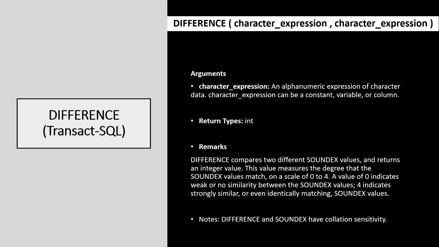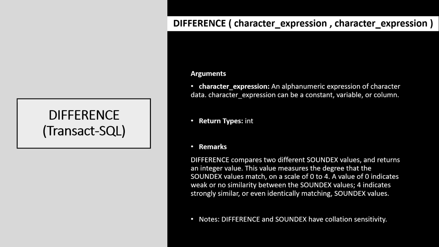The second function is what we call DIFFERENCE. You can clearly see it requires two expressions as arguments, and it will return an integer data type. So how does it work? It will compare these two SOUNDEX expressions. It will return an integer value that varies from 0 to 4. If it's 0, that means it's weak; it may not be the exact word that you're looking for. But if it's 4, that's a great indicator that it could be the exact word.